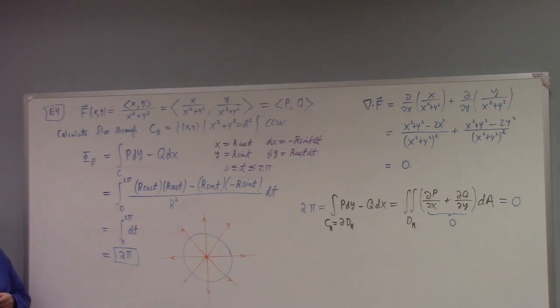I didn't miscalculate the divergence. It really is 0. Can someone solve this mystery? This paradox? What's a paradox? It's a seeming contradiction. So I'm telling you this isn't really a contradiction because I've cheated you somehow.